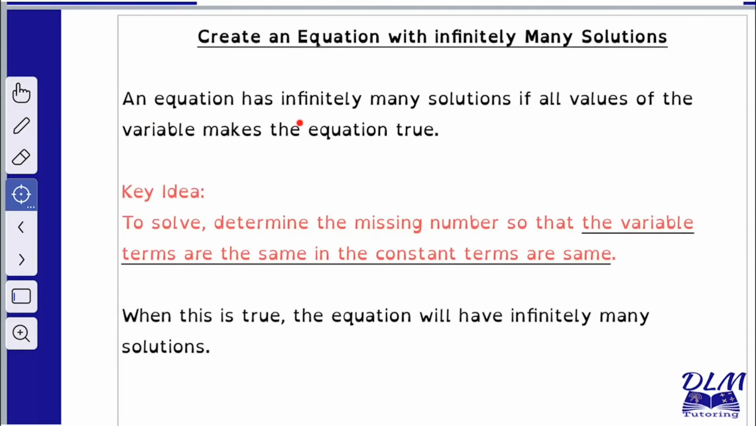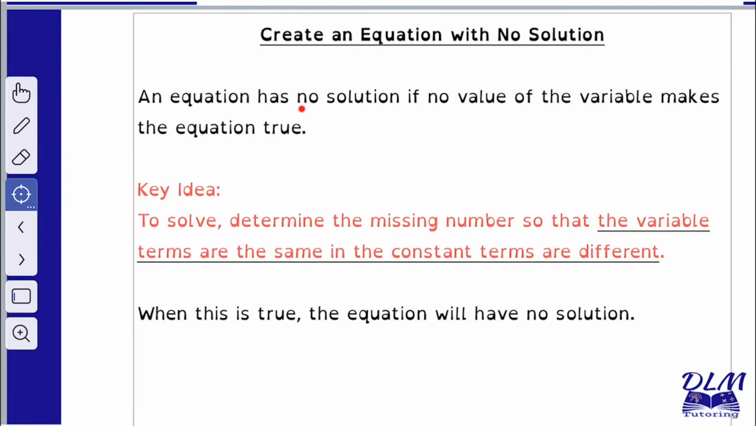An equation has infinitely many solutions if all values of the variable make the equation true. The key idea here, to solve, determine the missing number so that the variable terms are the same and the constant terms are the same. When this is true, the equation will have infinitely many solutions.